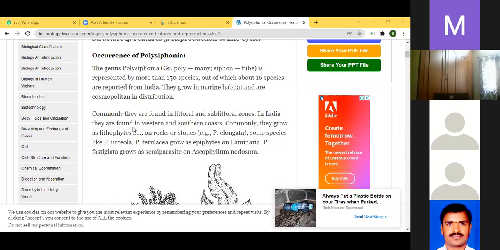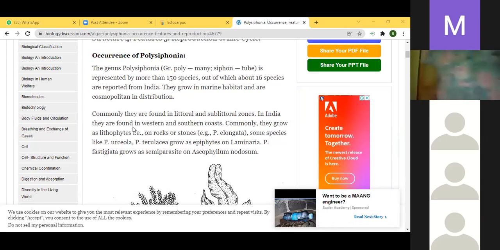Theophysi. Theophysi, madam. Theophysi general character. Where can we identify the Theophysi members?